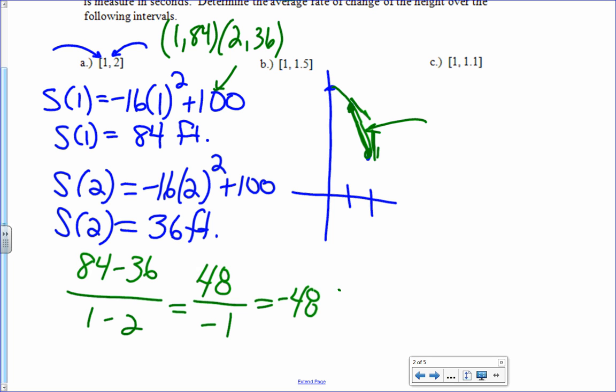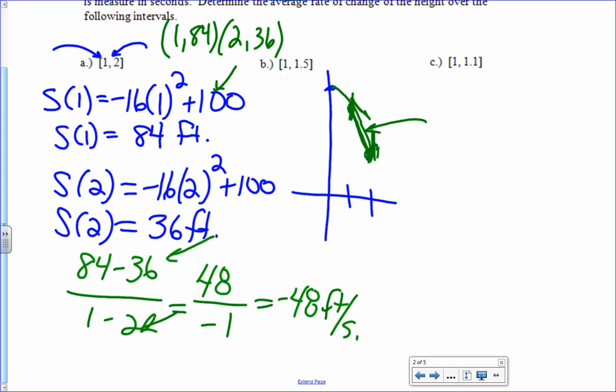Very good. How do you know it? Because feet was this top number, right? And this bottom number was represented by seconds, so it is feet per second. So that's velocity. That's the average velocity from here to here. So at some points, was it probably less than negative 48 feet per second? And at some points, maybe a little bit more, right? But on average, that's what it was. Okay.